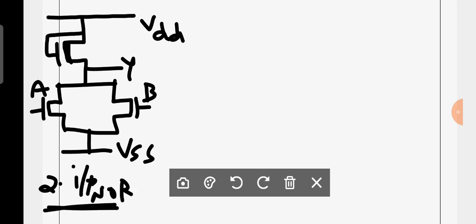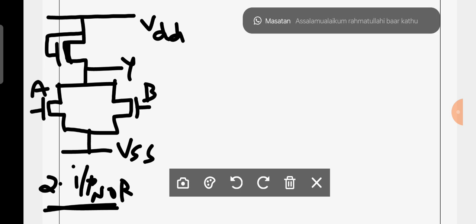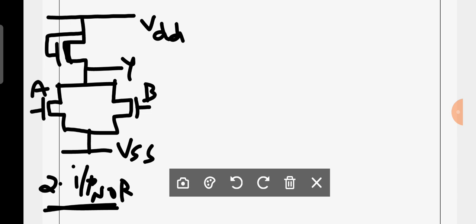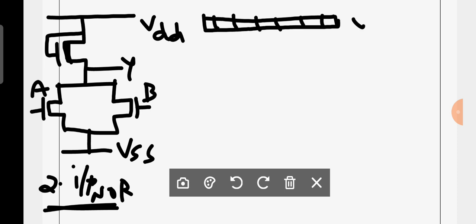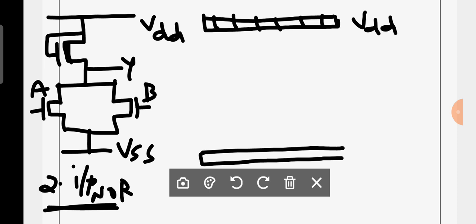Now I am going to design the stick diagram. First, what should we have to do, guys? Absolutely. First we have to draw the 2 metal rails by leaving sufficient space. Let us consider this is one metal rail. Let it be VDD. Leave the sufficient space. Now it is another metal rail. This is what? Absolutely VSS.